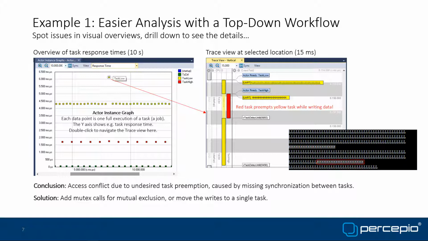In the trace view, we can see that the red task is preempting while the yellow task is writing its data. Apparently, there was no synchronization here to avoid access conflicts like this. We can solve that easily by adding a mutex in the UART driver.